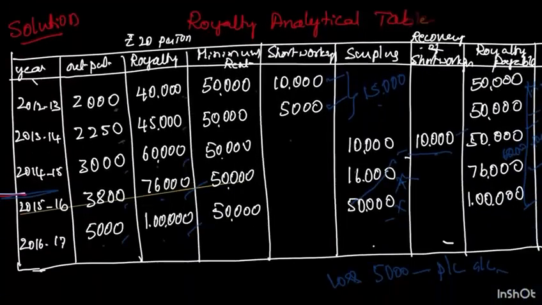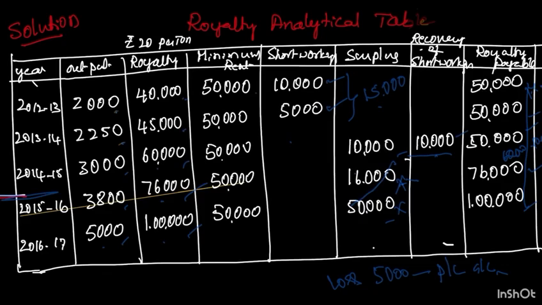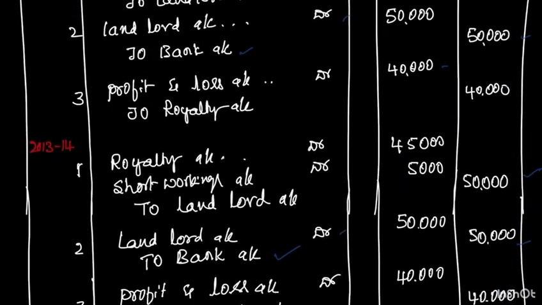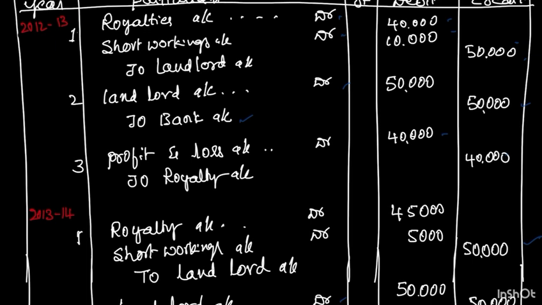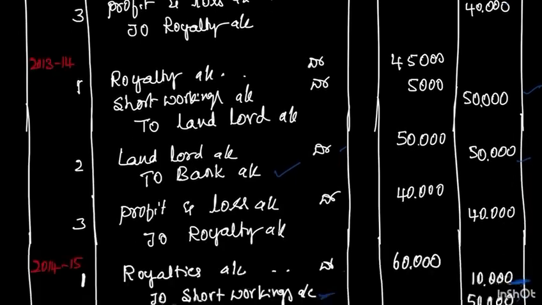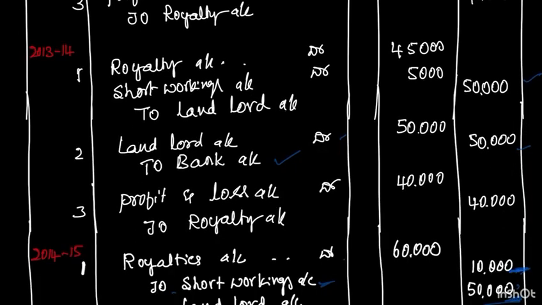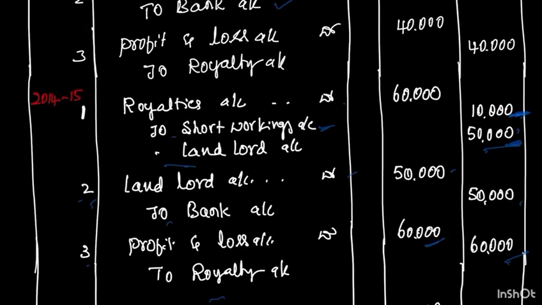So this is the table. Whatever amount is recorded here, the same amount is to be considered for the preparation of journal entries. I hope it is clear for you. Look here: when there is a short working, you are going to debit the short workings. In the second year also there is a short working that you have debited, and in the third year it's the recovery.